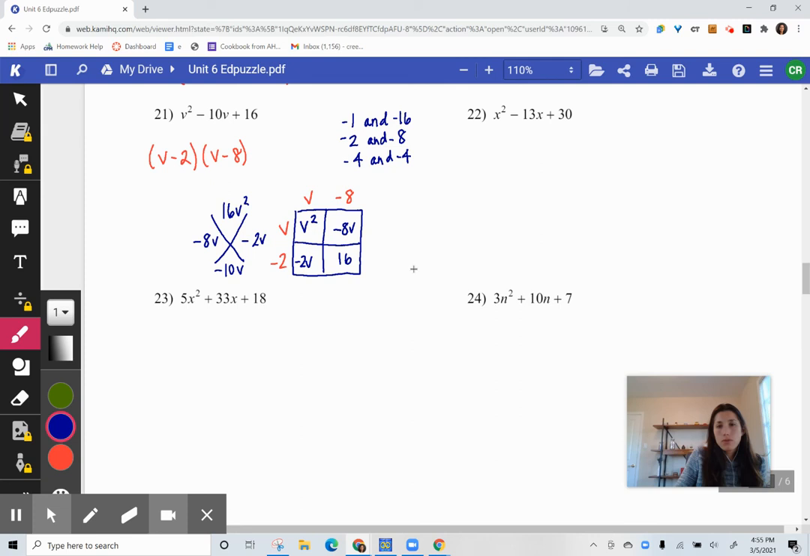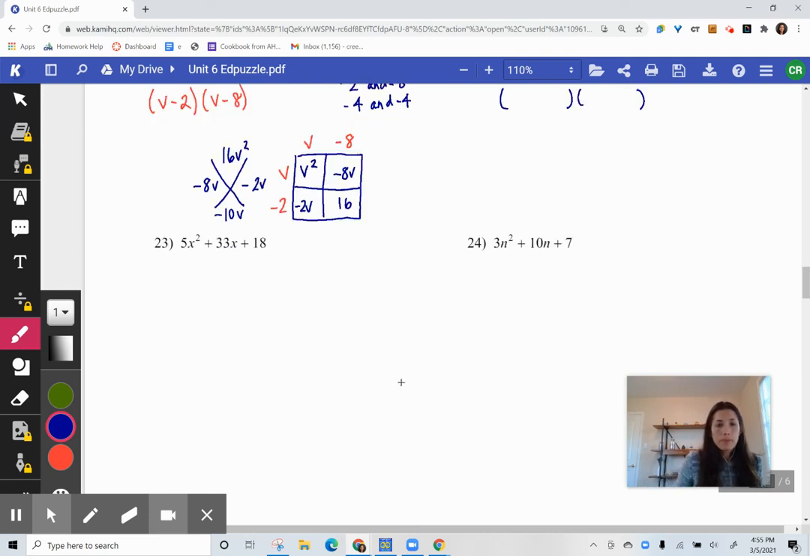Okay, go ahead and solve question 22. Write out your 2 factors. Okay, and our last question. First term in the first box and a last term in the last box.